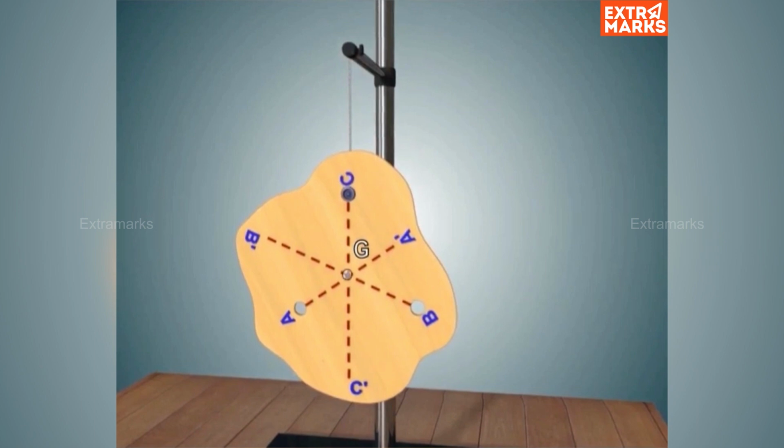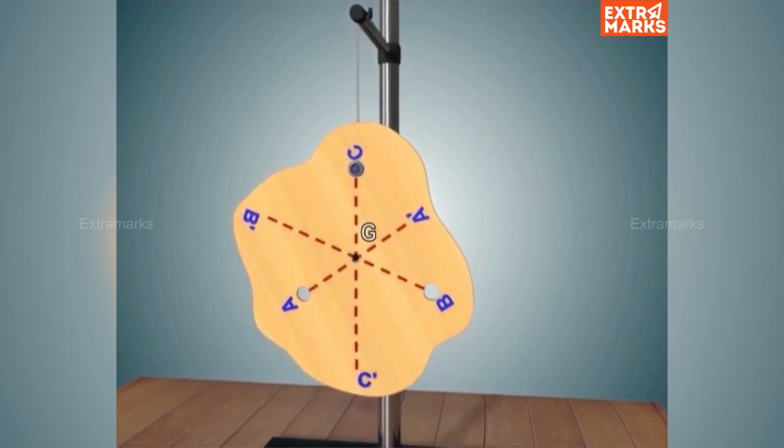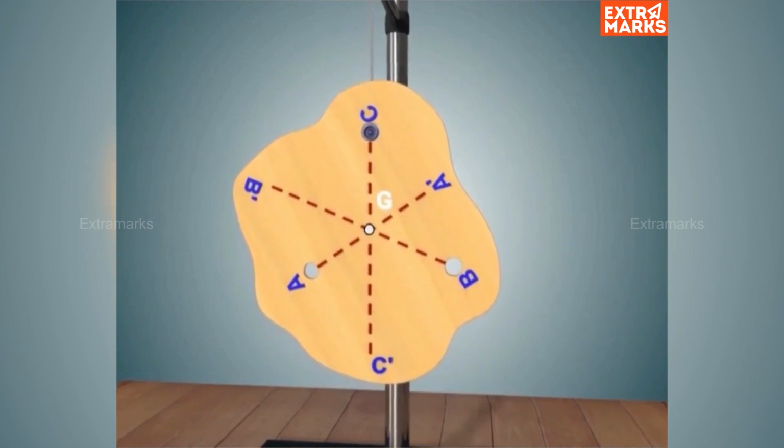As the body is small, the value of g for all the particles is the same, and hence the center of mass coincides with its center of gravity.